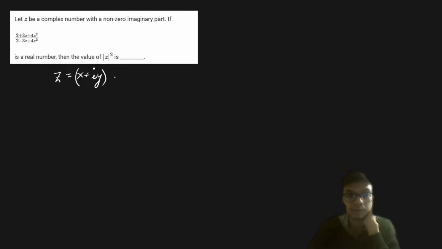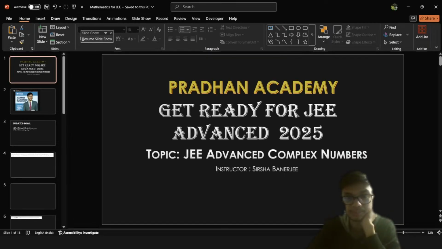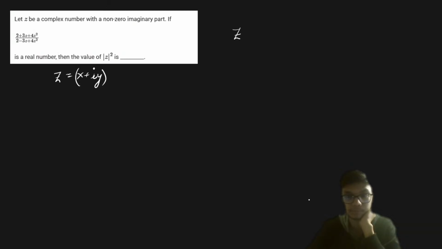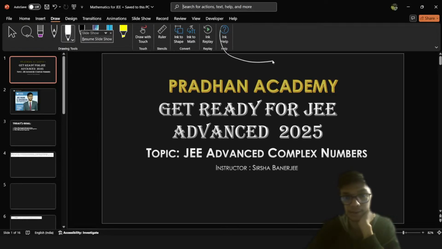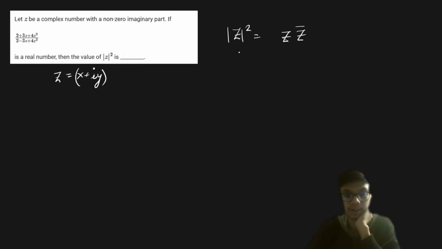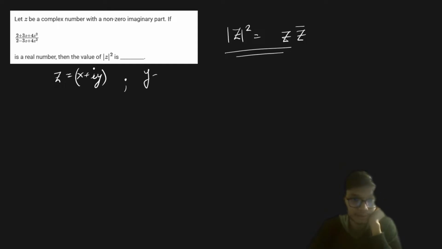If you assume it this way, then there is an important property: mod of z whole square is given as z into z bar. Okay, so this is a very important property, and we will try to use this property over here. So let's see how we do it. And it is said that in this complex number, the imaginary part is non-zero.